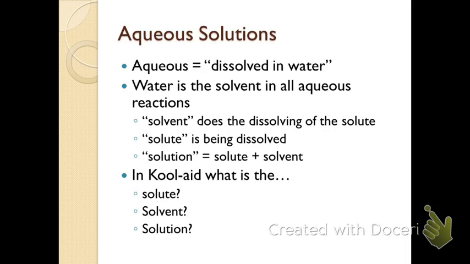So in Kool-Aid, what would you say is the solute? What has been dissolved? Now most of you know it's either the powder or the sugar. What was the solvent? Well, you use water to do the dissolving. And the solution? That's a combination of the water and the powder, which is what we call Kool-Aid. So Kool-Aid is a solution.